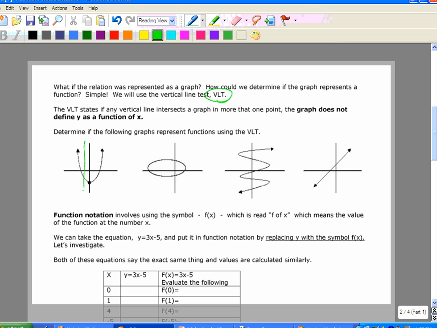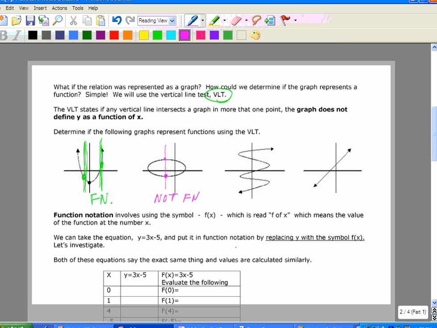So if I draw a vertical line through this parabola, any vertical line, how many times does this vertical line cross that parabola? One spot. How many times does this line cross through that parabola? At one spot. So this one is a function. The vertical line crosses at only one spot. Let's look at this ellipse. If I draw a vertical line through it, the vertical line intersects that graph at more than one spot, and when that happens, by the definition, this one is not a function.